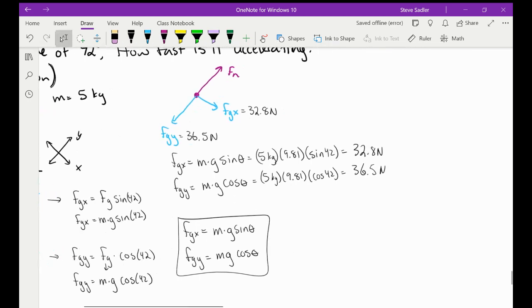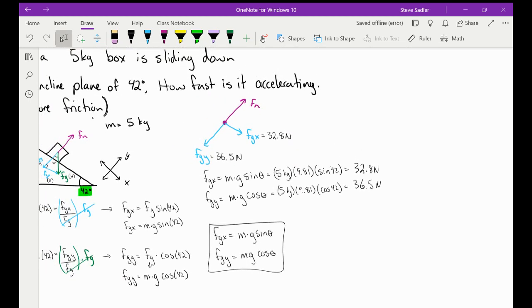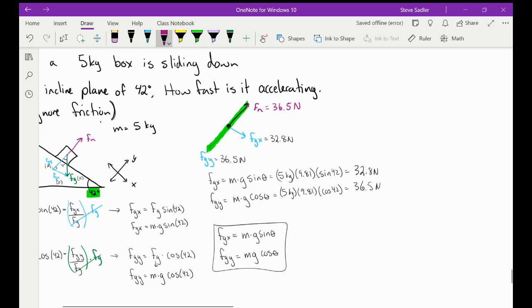Before we go any further, we know that the block isn't moving in this direction right here, right? The block doesn't move off the ramp or into the ramp. So there's no acceleration, which means that those forces need to be balanced. So if FGY is 36.5 newtons, we know normal force is also 36.5 newtons. And then just be aware that they're in opposite directions. So if you were to do math on any of them, you need to make one negative, most likely the FGY. So if those are balanced, the only unbalanced force we have is in the x direction.